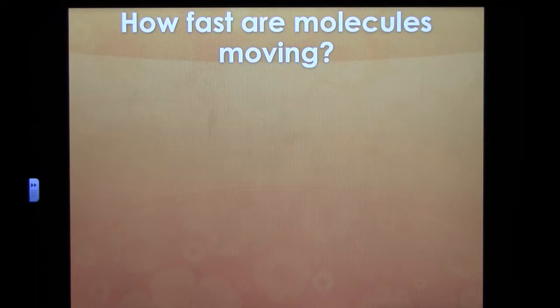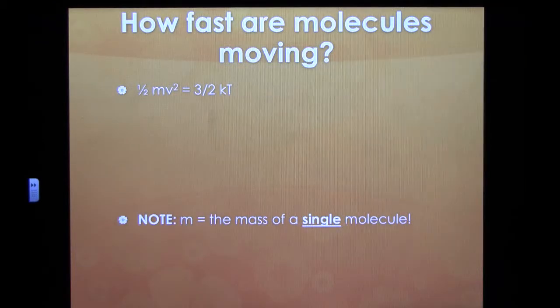Now, to determine exactly how fast the molecules are moving, we can use the two equations for average translational kinetic energy. We can set the two equations equal to each other and solve for the speed. So we have 1/2 m v average squared is equal to 3/2 kT. It is important to notice in this equation that m is the mass of a single molecule. So we're looking at the speed and the kinetic energy of a single molecule, not the entire gas.